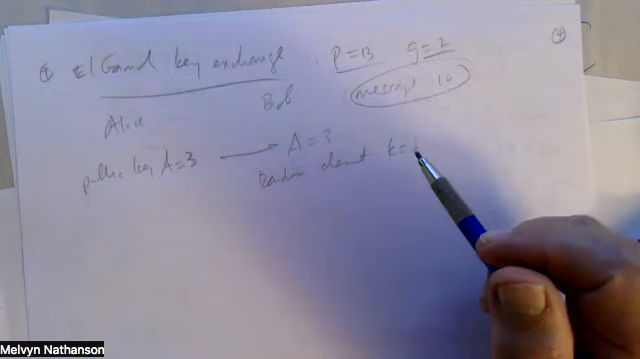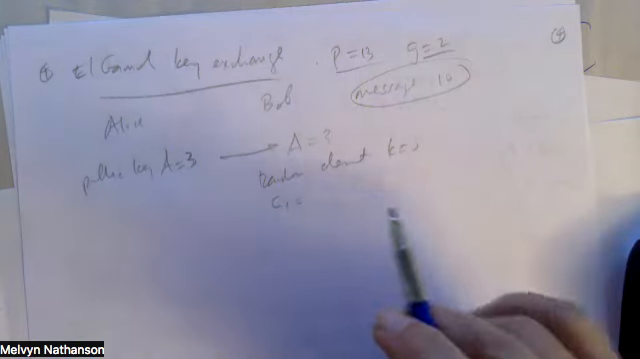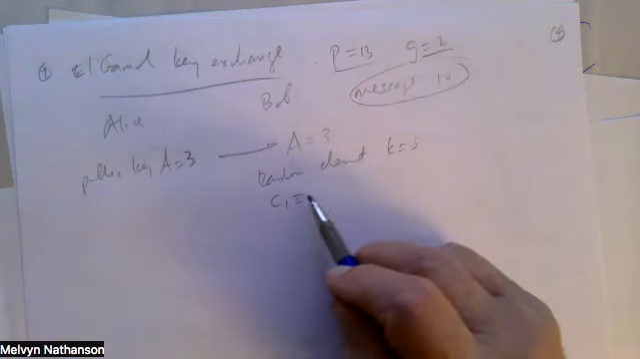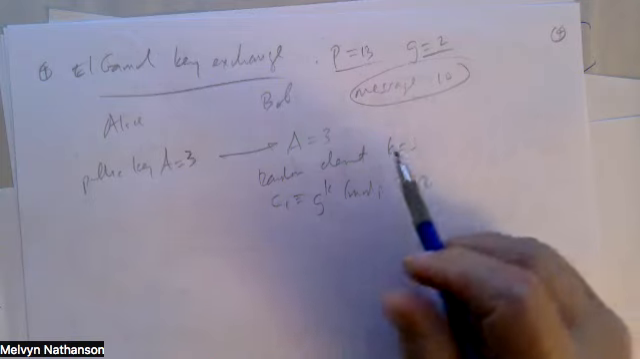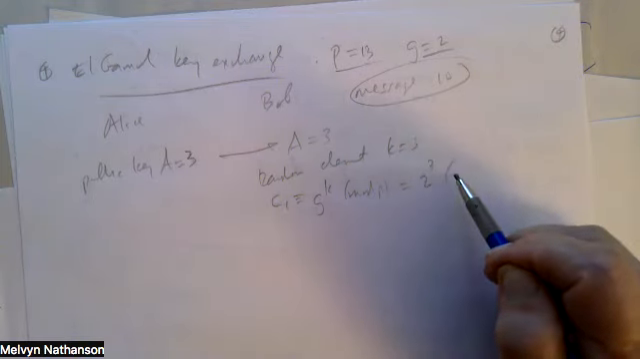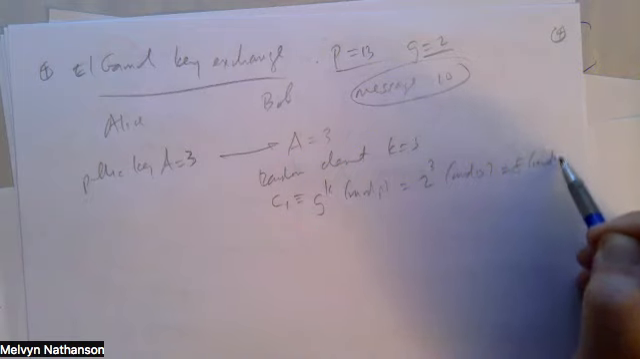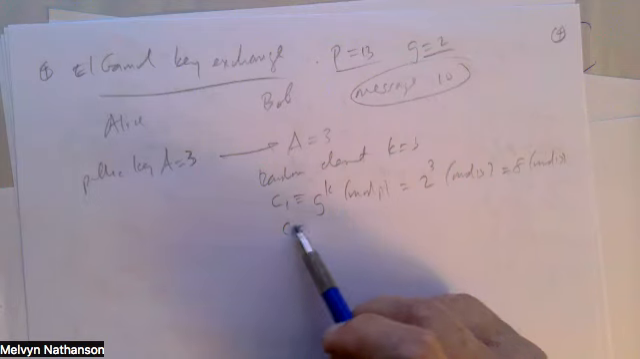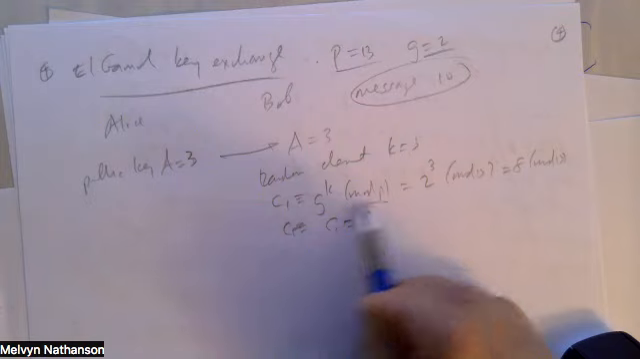And he has to compute two numbers, C1 and C2. So the number C1 he computes is G to the K mod P. G is 2, K is 3, P is 13. So that's 8 mod 13. So C1 that he sends, C1 is equal to 8.